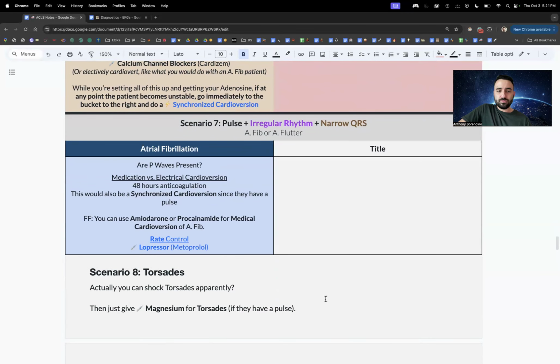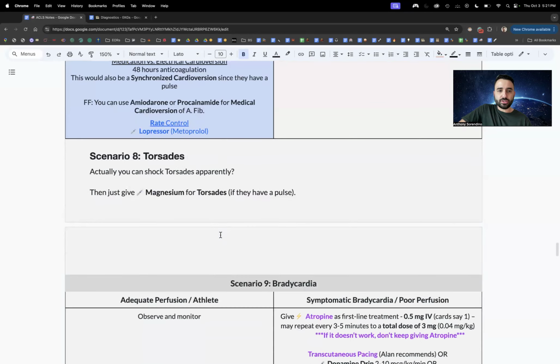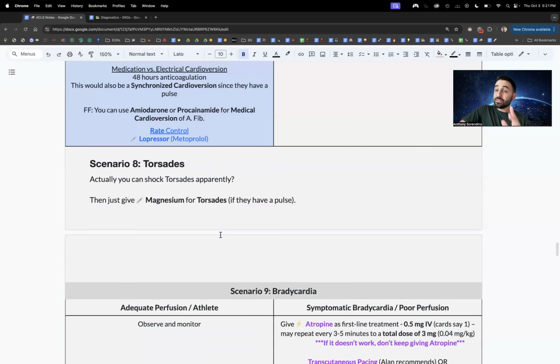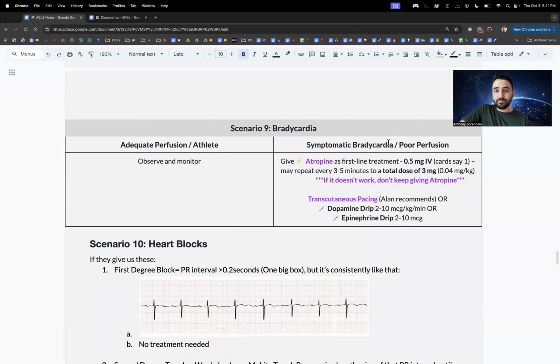AFib, use metoprolol. You can do synchronized cardioversion, like what we talked about. Torsades, you actually treat just like pulseless VTAC and VFib. You can try to shock it. You can do epi, you can do amiodarone. That's what I was told. And then I think you give magnesium instead of amiodarone. See, this is why I'm not qualified to teach this and why I'm just going through my notes.